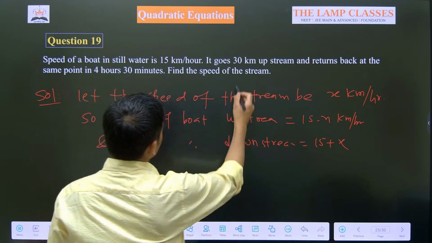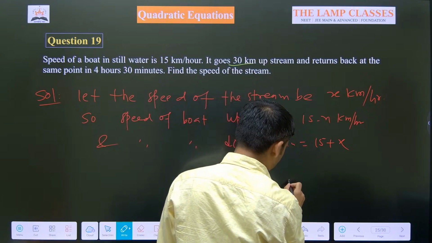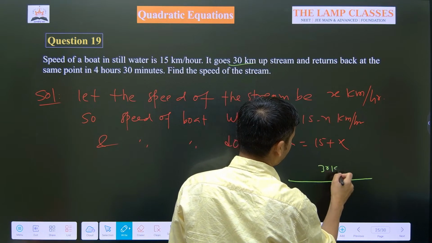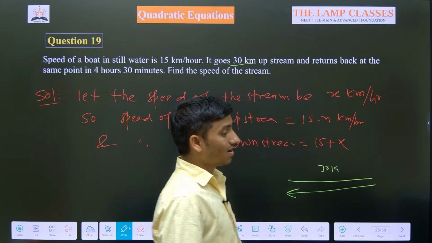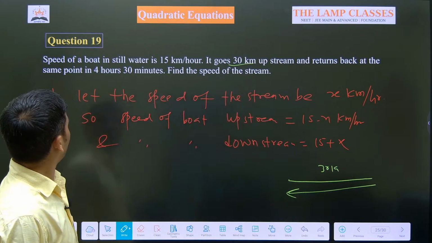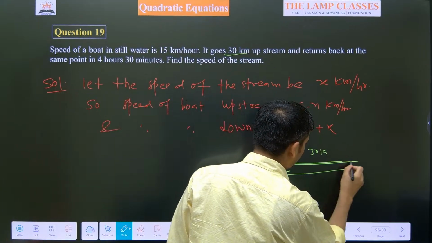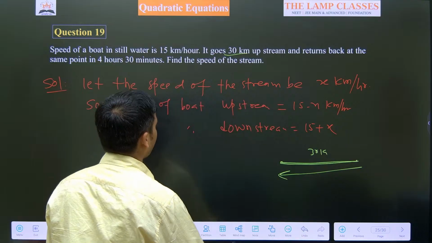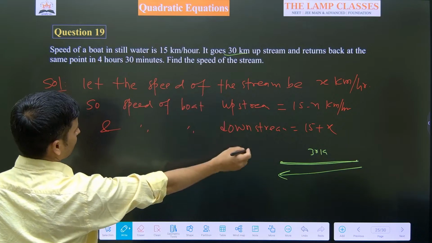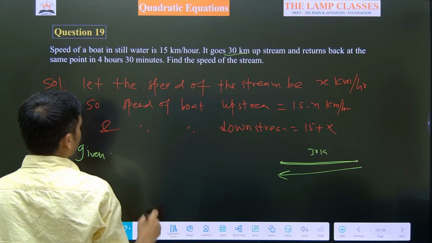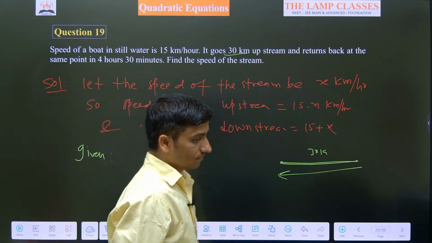The distance is 30 kilometer, right? So what is happening? Boat is going from here to here 30 kilometer and then coming back, right? And total time is 4 hours and 30 minutes. So time to go from here to here, if it is upstream, then time will be distance upon speed.